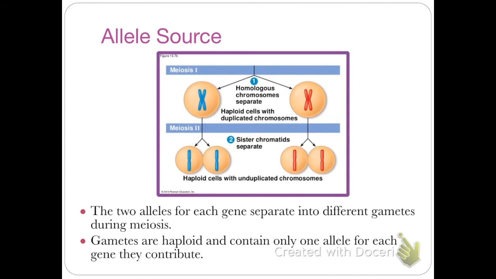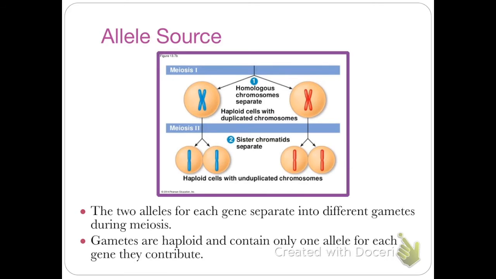Okay, so keep in mind, alleles are the different variations of a gene that can occur. For example, if we talk about the pea plant example, peas can have either green peas or yellow peas. So those would both be a gene for pea color, but different alleles. So, alleles come from the different parents. There's 2 alleles for each gene, and they separate into different gametes during meiosis.